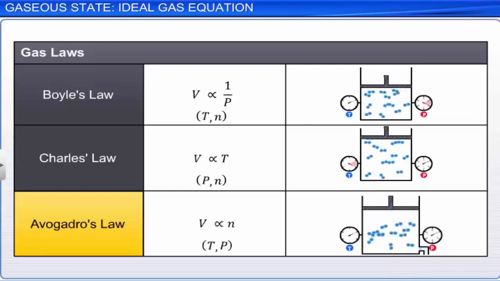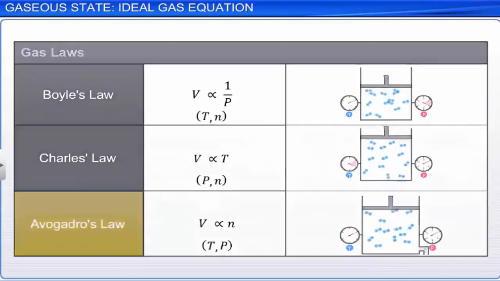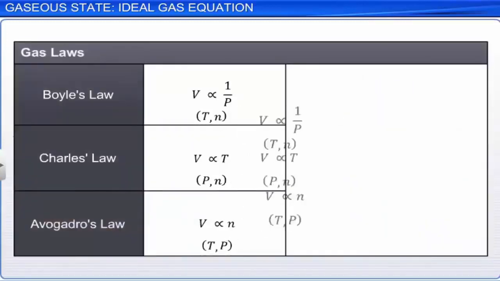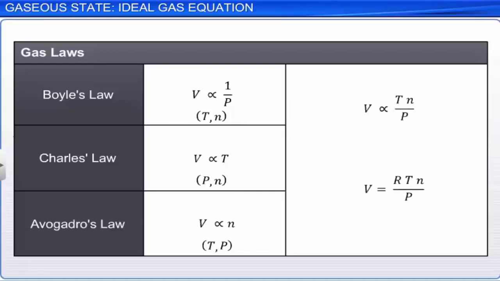On combining these 3 laws, we get the ideal gas equation. When we introduce a constant of proportionality, R, the equation can be written as V is equal to R into N into T divided by P. Here, R is known as the universal gas constant.